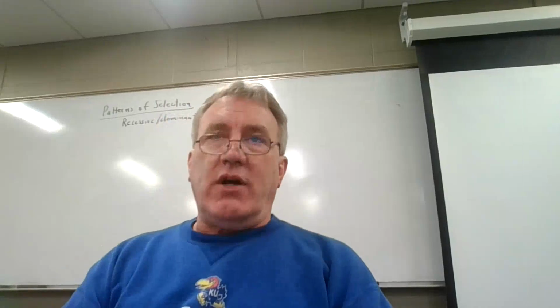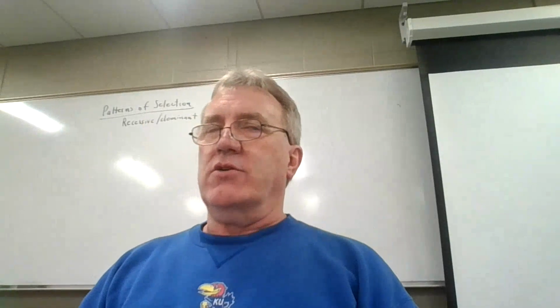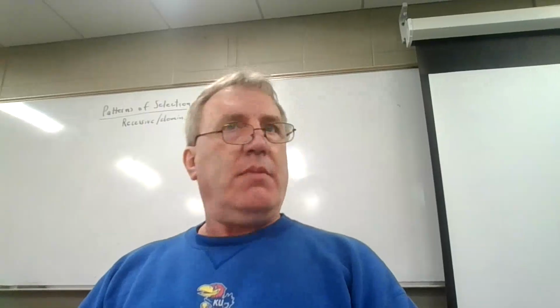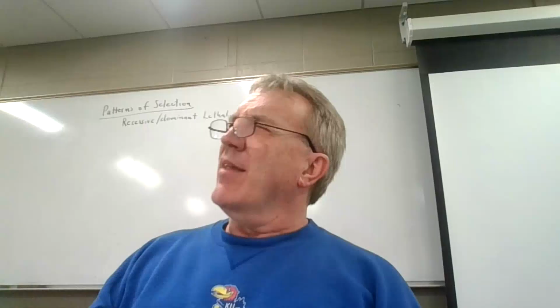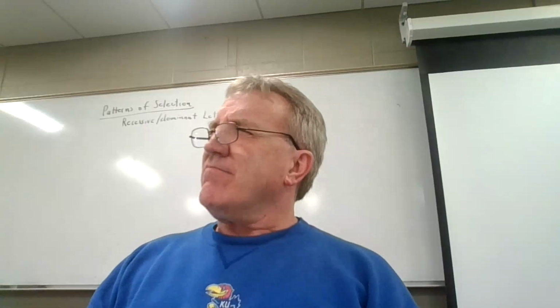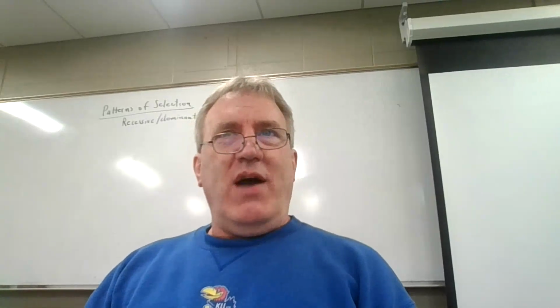Now, you should be looking at what I wrote on the board and thinking, okay, I don't even understand why he wrote the word dominant lethal on the board. You should be thinking, dominant lethal. That means anybody who has the dominant allele dies. That would be anybody who's big A, big A or big A, little a. So anybody who has it is dead. How does that even work?